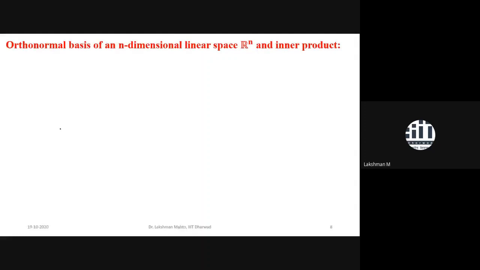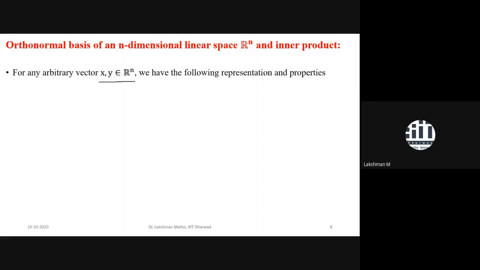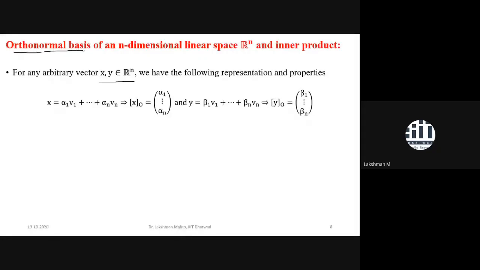Now we will look more at orthonormal bases of Euclidean space Rn and the inner product. If you take any two arbitrary vectors from Rn, then we can see the following properties. So if you are taking x and y, any two arbitrary vectors, and your non-standard basis that is orthonormal in nature, meaning it is non-standard but has the same features that the standard basis E has. The first task is to find the coordinates of a given vector with respect to the basis.